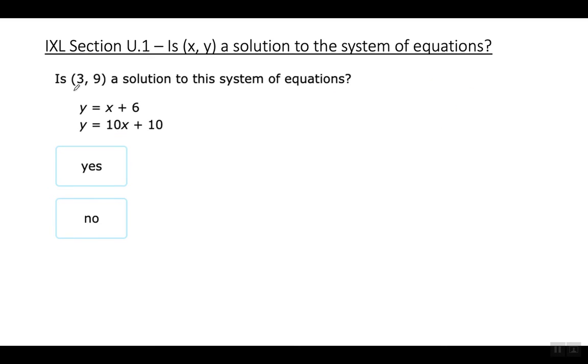All right, next example. Is 3, 9 a solution to this system of equations? Again, I'm going to substitute for x and y.